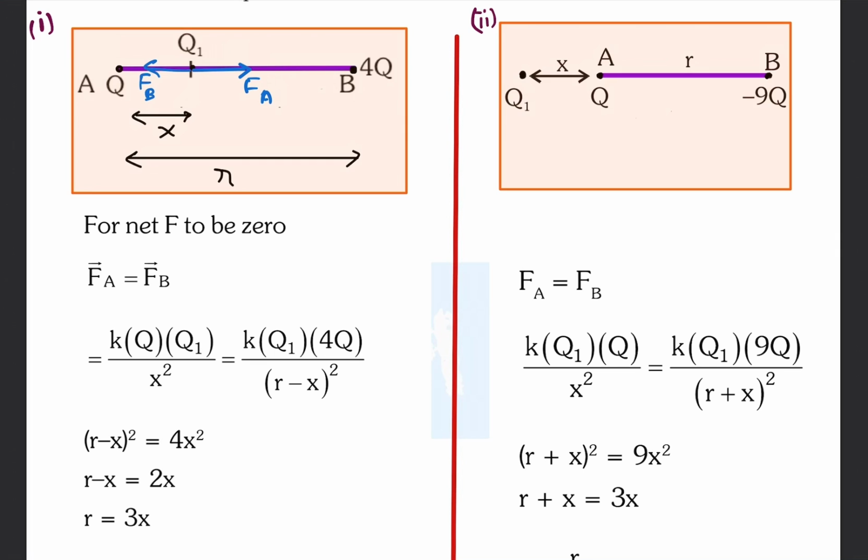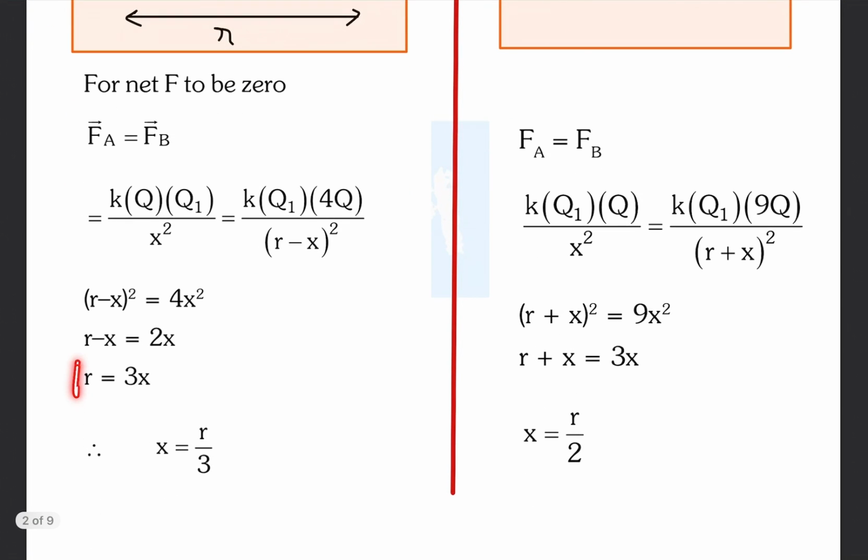Now for net force to be 0, obviously fa is equal to fb, and you will simply solve it: k q1 q by x square, because the distance between q and q1 is x, and force fb, that is k q1 into 4q, divided by the distance, which must be r minus x. I didn't write it, but yes, it is r minus x. So after solving, you will see that you will get r is equal to 3x. Here we got x is equal to r by 3, so we got a positive answer.